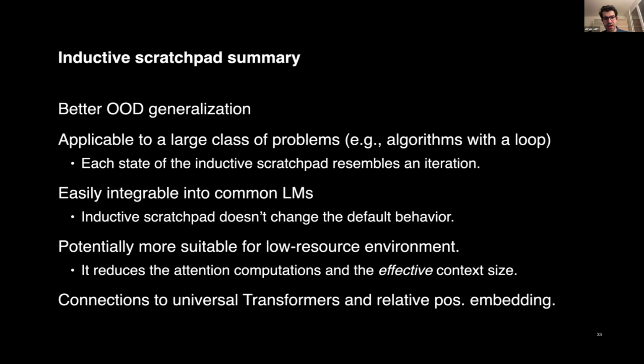And this is also very suitable for low resource environments, because it basically reduces the effective context size, because it ignores the previous states other than the penultimate one, which is basically reducing the context length of the transformer. And it has some connections, of course, to universal transformers, which are a form of recurrent transformers, and relative positional embeddings, as used in other papers.